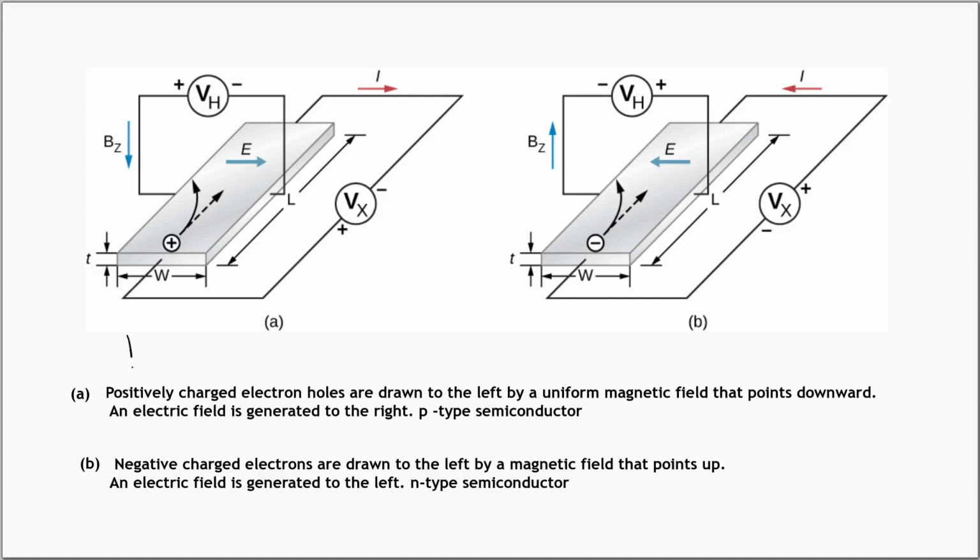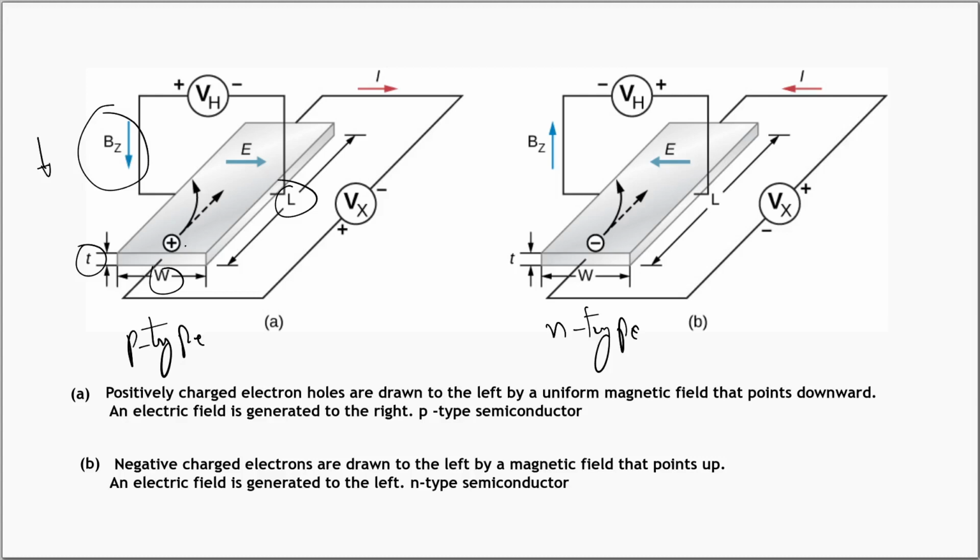Here you have a p-type semiconductor, and here you have an n-type semiconductor. You have the magnetic field here that is pointing downward, and you have a current passing through the strip. Here the semiconductor is taken in the form of a strip whose thickness is T, width is W, and length is L. Now this semiconductor is placed in a magnetic field Bz pointing downward.